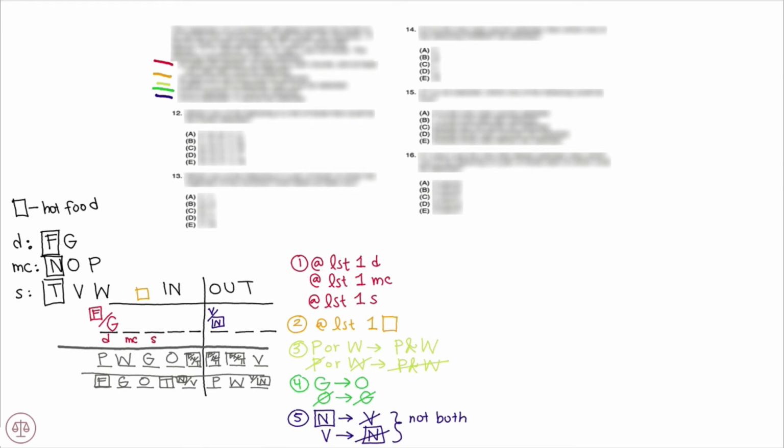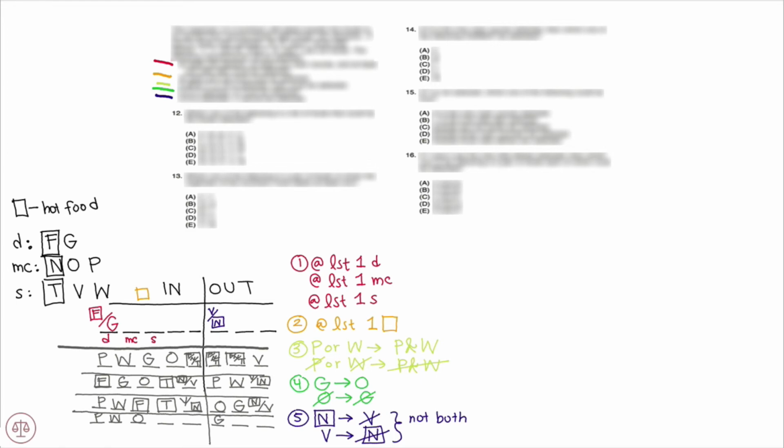Now, we can also have P and W in and both O and G out. We know we have a placeholder for N and V, so the other one is going to be in. Then we have F and T left over, and they're both hot foods. So this goes along with all the rules. Then we have our option of O being in and G being out, so we have P and W in, O in, and G out.